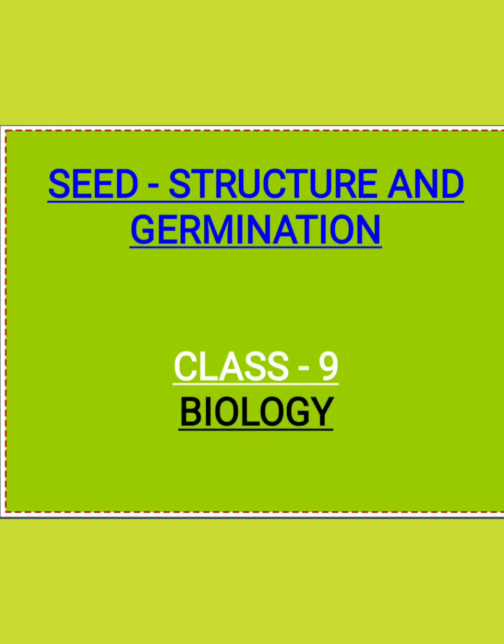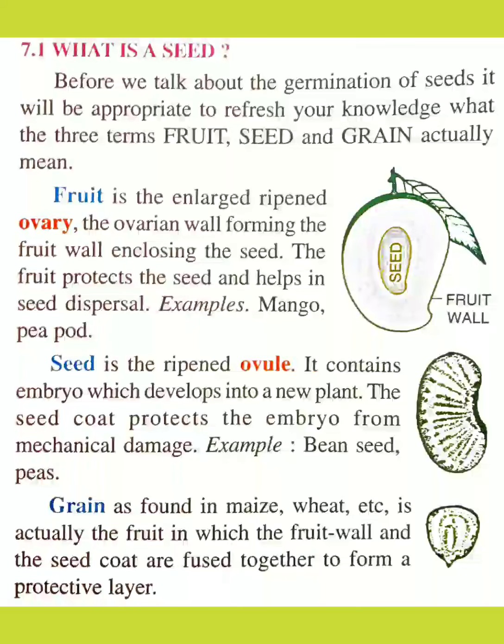Good morning, students. So, today we are going to start a new chapter, that is Seeds, Structure and Germination. In biology, the term fruit has a much broader meaning. It is a fertilized ovary with seeds. Once fertilization takes place in a flower, the ovary ripens to form the fruit and the ovule forms the seeds.